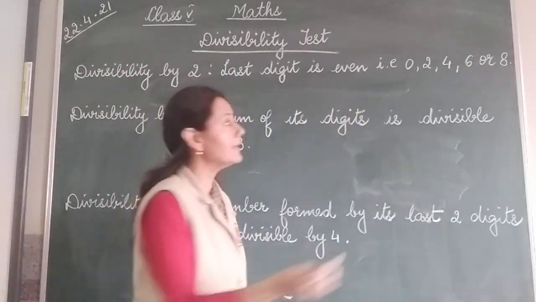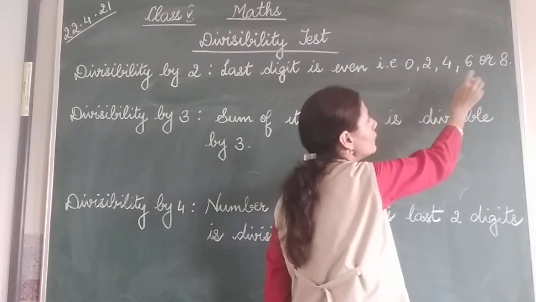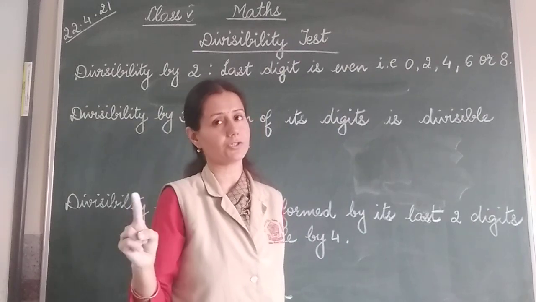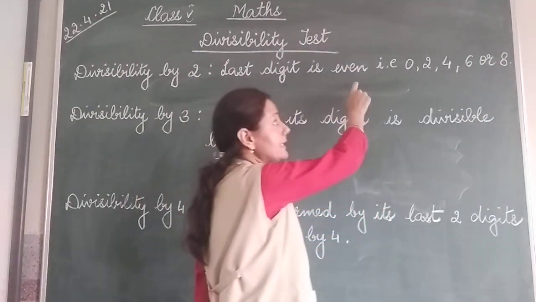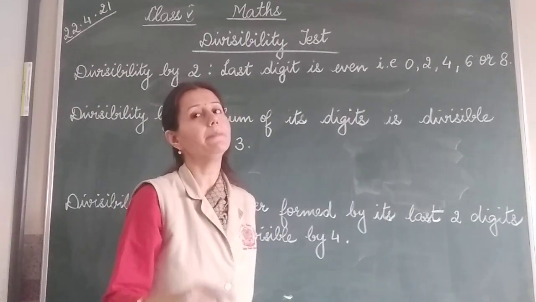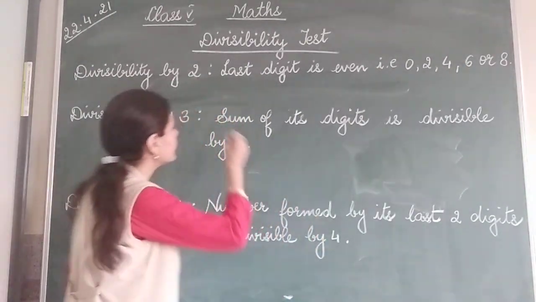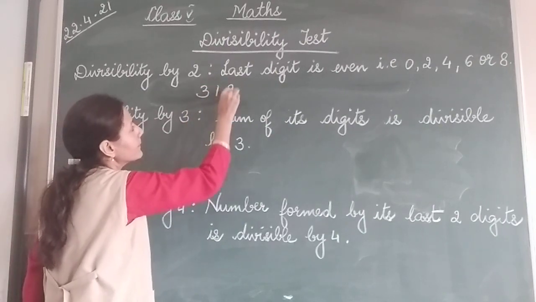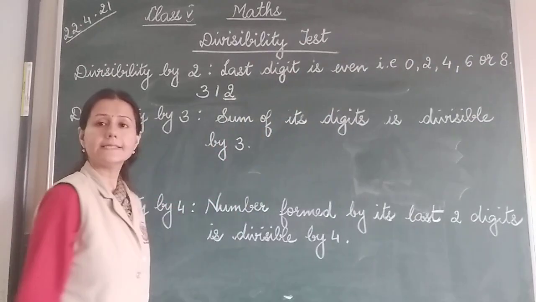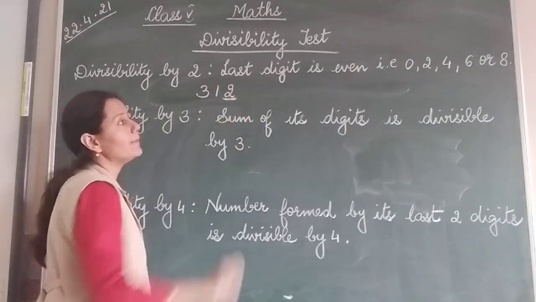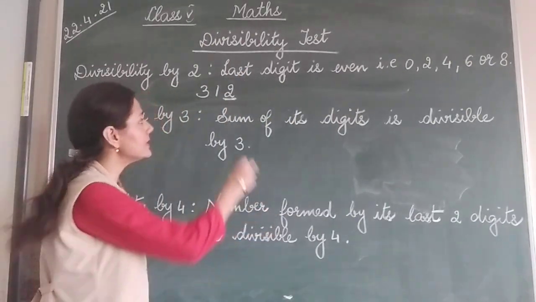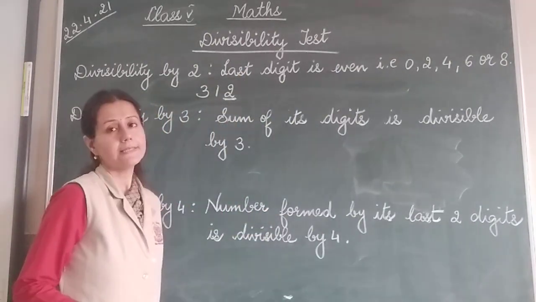What do you mean by even? The last digit should be 0, 2, 4, 6 or 8. Any number is given to you, you just look at the last digit. If the last digit is even, that is 0, 2, 4, 6 or 8, then the number will be divisible by 2. Let us take the same number 312. What is the last digit, children? 2. That is even. So beta, 312 will be divisible by 2. Okay, no need to perform the actual division.